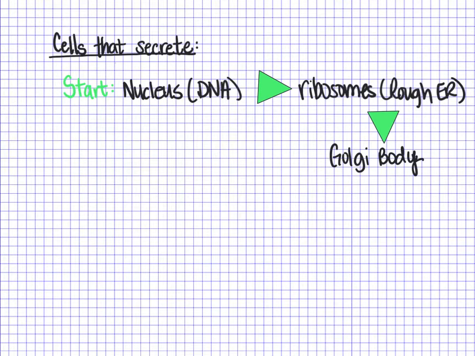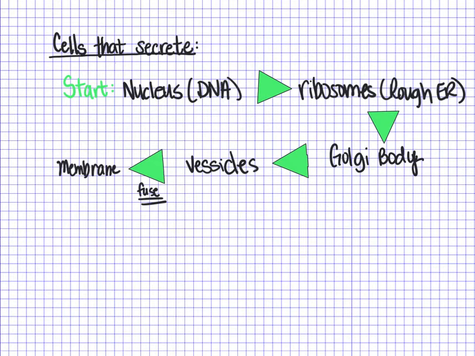At the Golgi body, the proteins are then going to be modified. In other words, they're going to undergo those final levels of protein folding, the quaternary levels of protein folding, and then they're going to be packaged up into vesicles. Those vesicles then travel to the plasma membrane where they fuse with the membrane so that the particles can be released. It's important to take note that with the vesicles, you must include the word fusing with the plasma membrane.